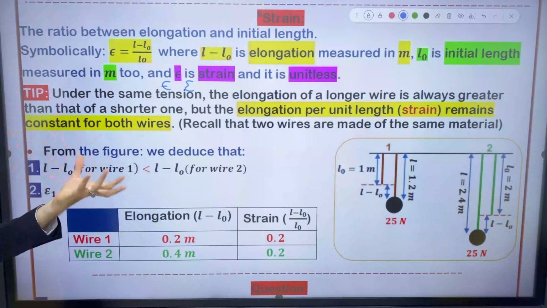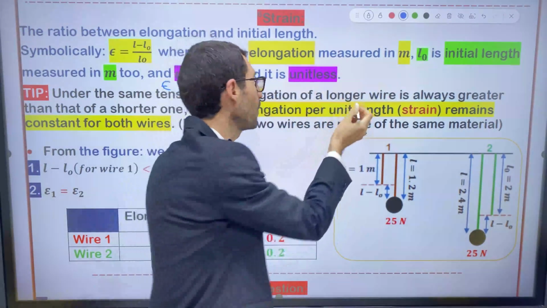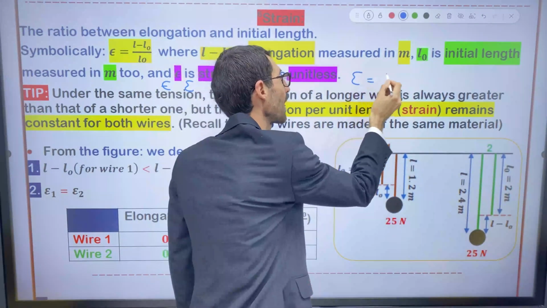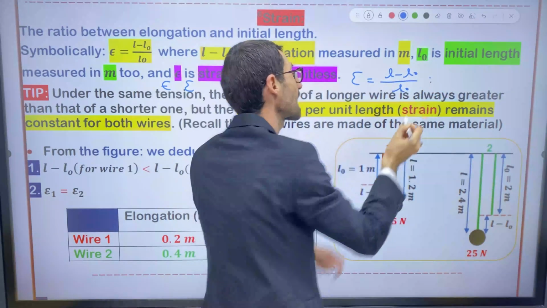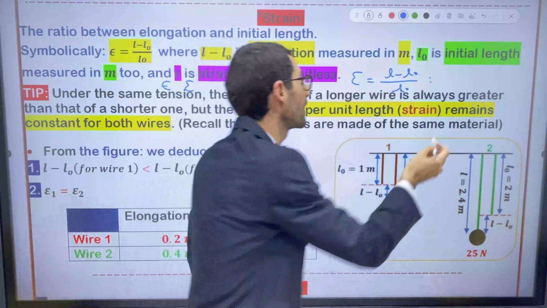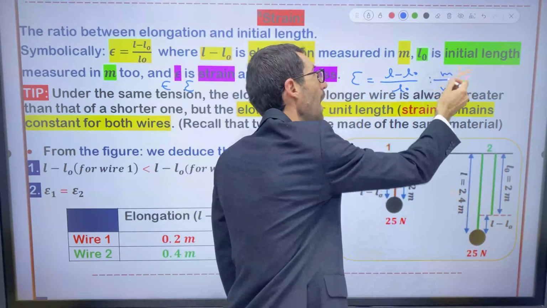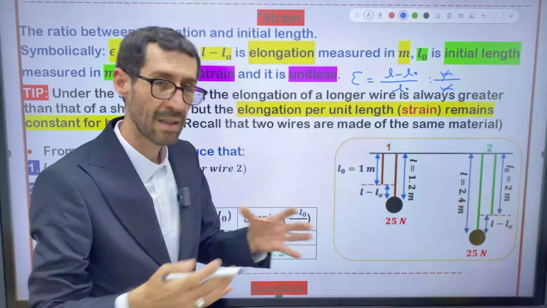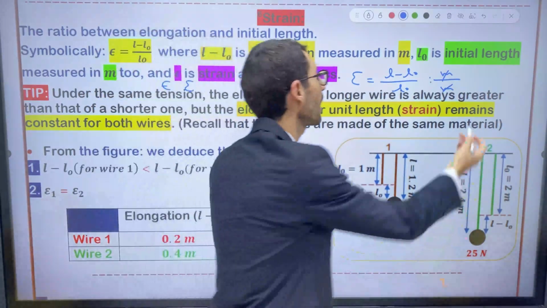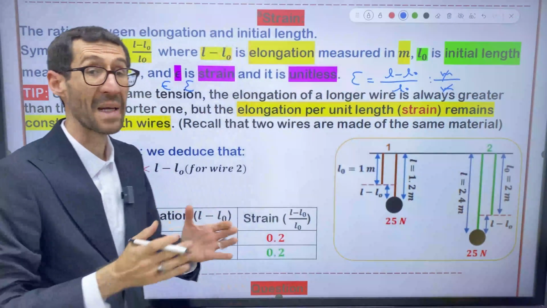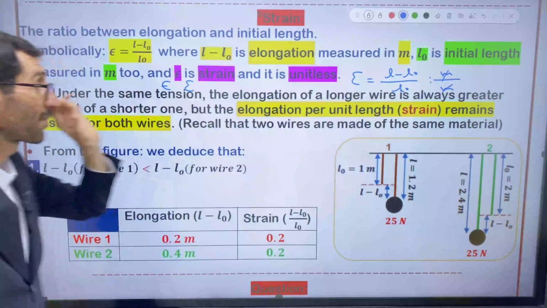Why do we say it's unitless? Let me write the equation for you. Epsilon is equal to L minus L naught divided by L naught. L minus L naught is measured in meters, right? And L naught itself is measured in meters. That's why the meters cancel together and nothing remains. That's why we say it's unitless. It doesn't have any unit in SI, right?